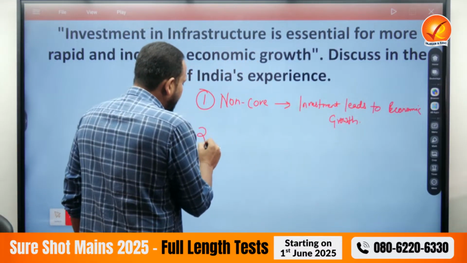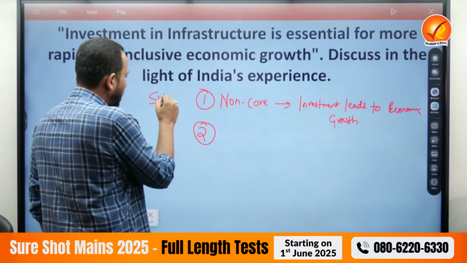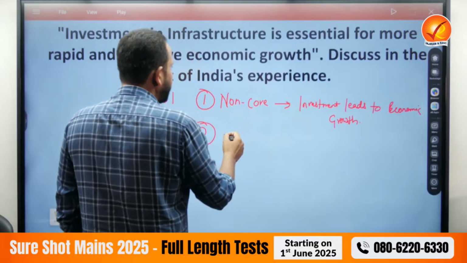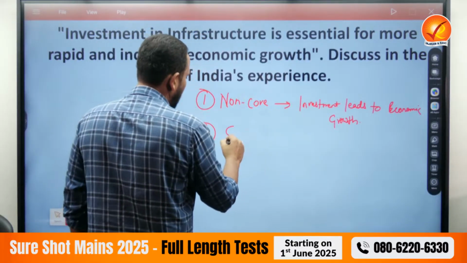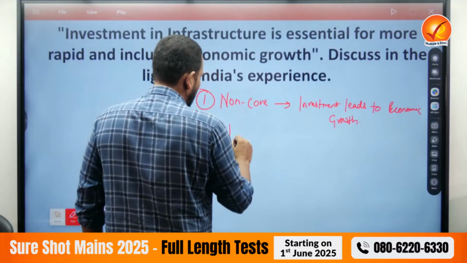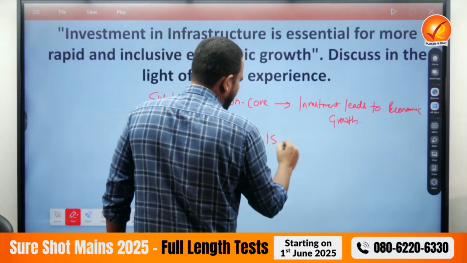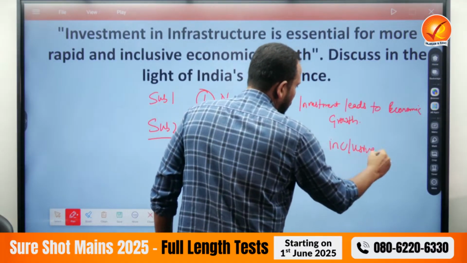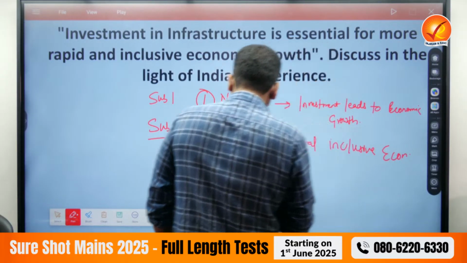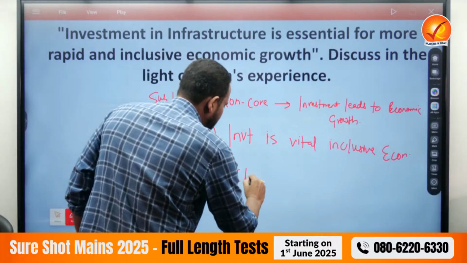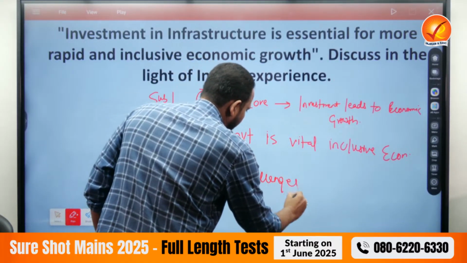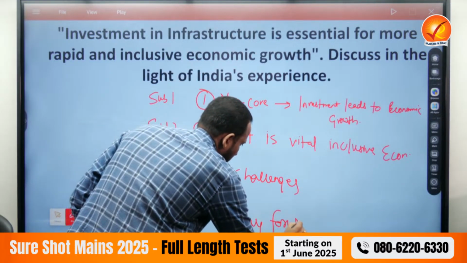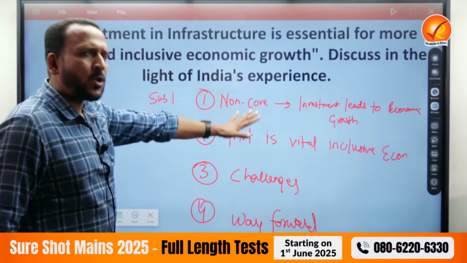This is subheading 1 in my answer. My subheading 2 in the answer is how investment is vital for inclusive economic growth, right? Third subheading will be challenges, and fourth subheading will be way forward, right? This is my broad structure of the answer.